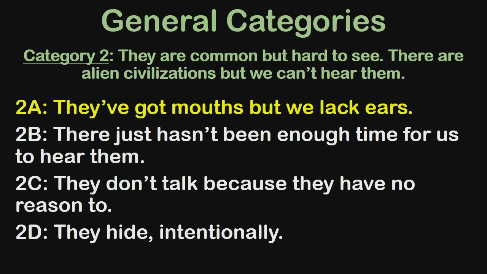2A. They've got mouths, but we lack ears. Typically that just means they don't use radio for communication, and that's what we listen to. 2B. There just hasn't been enough time yet for us to hear them. 2C. They don't talk because they have no reason to. And 2D, they hide, intentionally. The biggest flaws going on in Category 2 are the mediocrity principle and the idea of exclusivity.